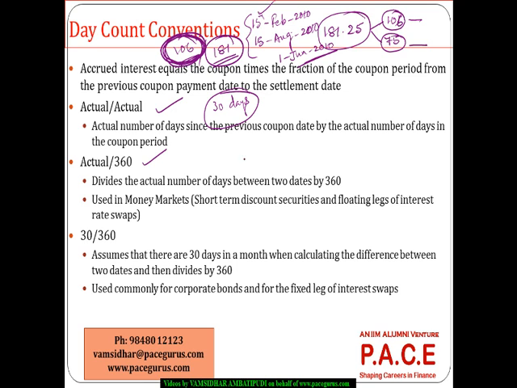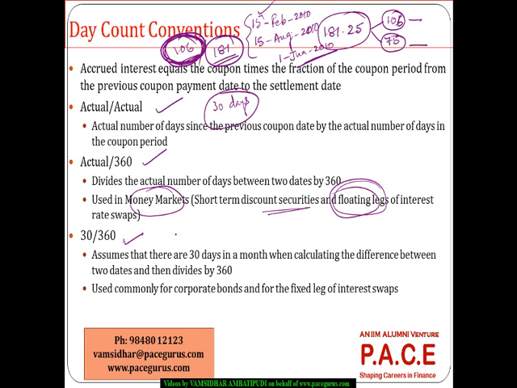So this is the one that is used for the money markets. So typically for short-term discount securities, and in the interest rate swap, if I want to get into the floating leg pricing, we will typically get into the usage of the actual by 360 mechanism.